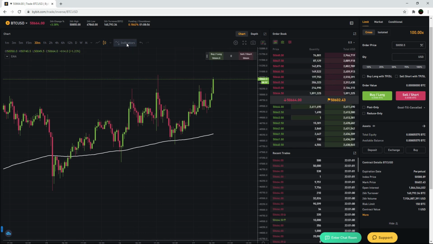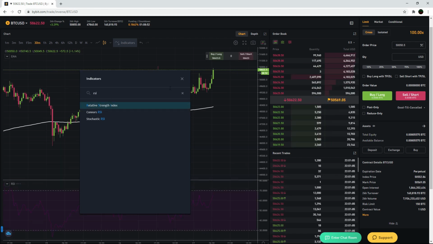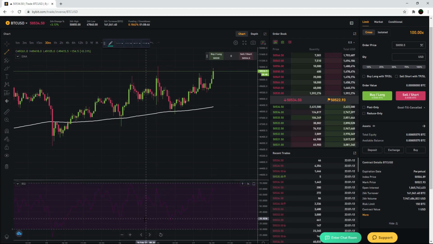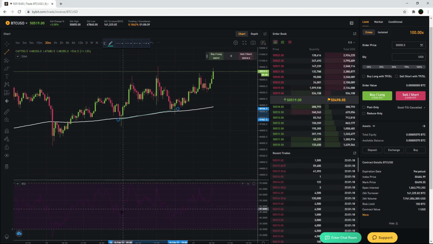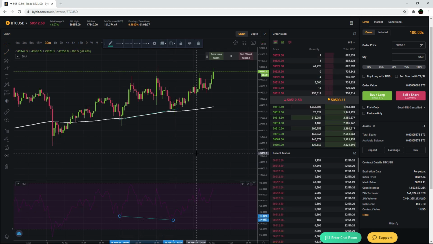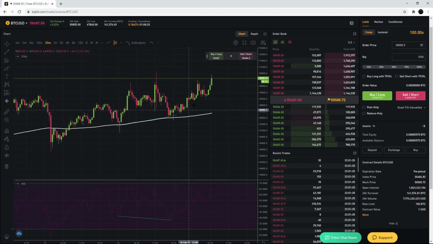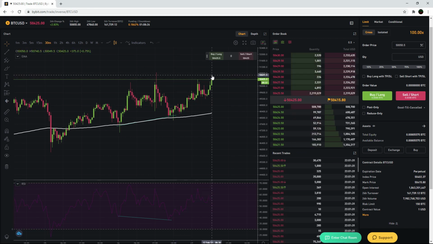So the original setup was just based on the RSI and the stochastic hidden divergence strategy. So it was very simple. Just using this right here, we had a higher low on the price, but at the same time, a lower low on the RSI. So hidden divergence going with the trend above the 200 EMA, entered a long position on this candle right here, and just got that profit target hit.